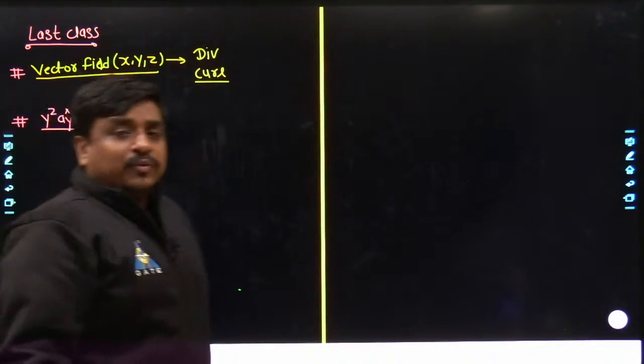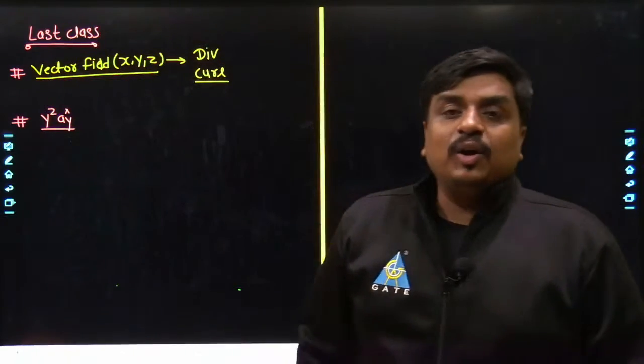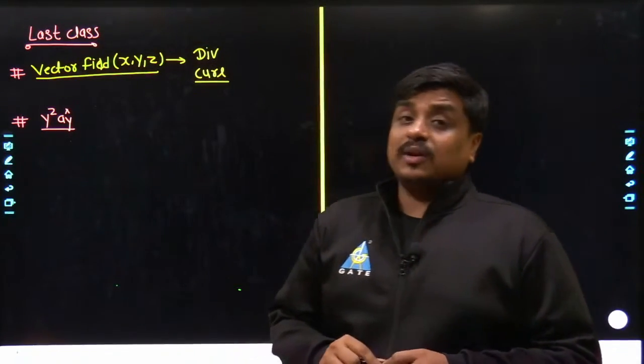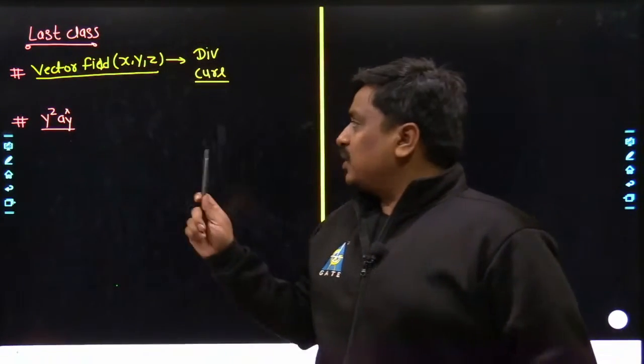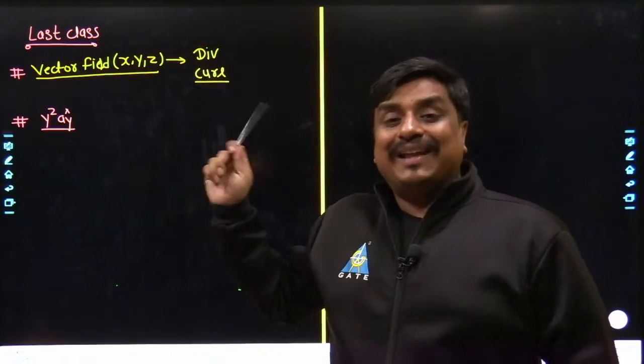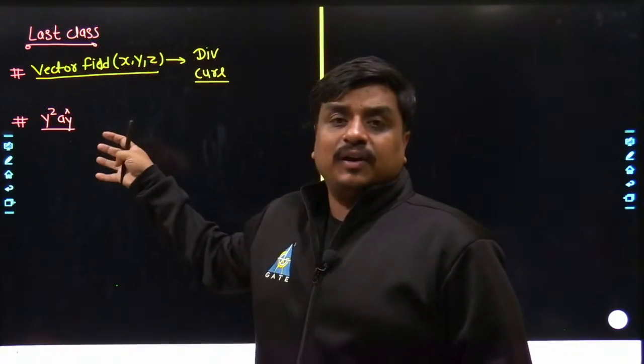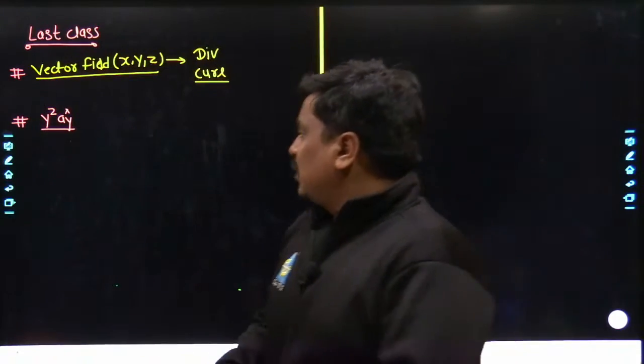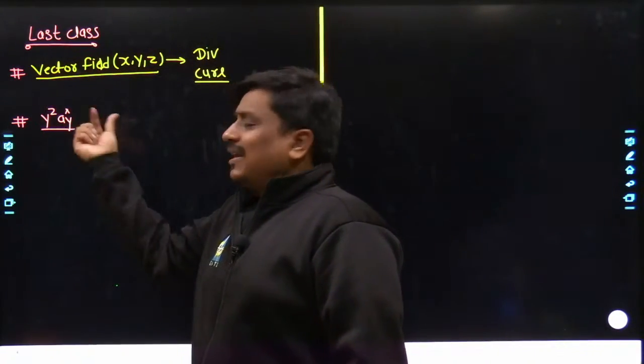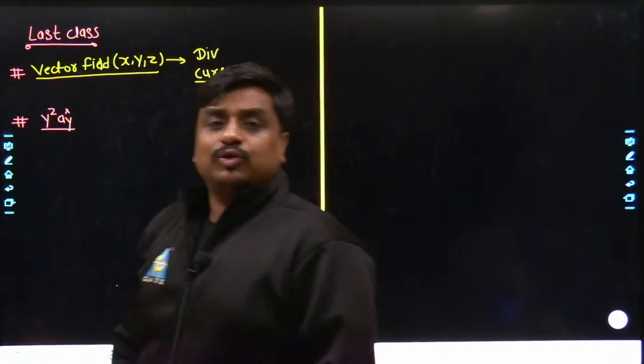Before drawing this vector field over the 3D coordinate system, I would like to ask each one of you, what do you expect would be the value of the divergence and the value of the curl for this given vector field? Why am I calling it a vector field? Because you can see that along with the magnitude, the direction is also attached.